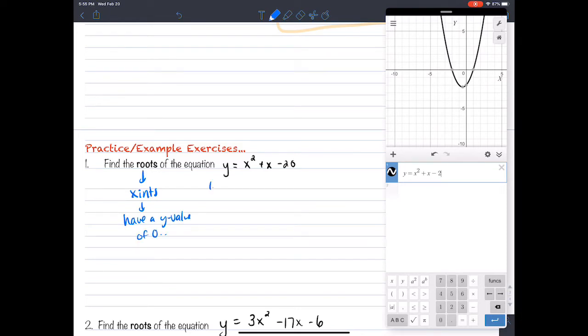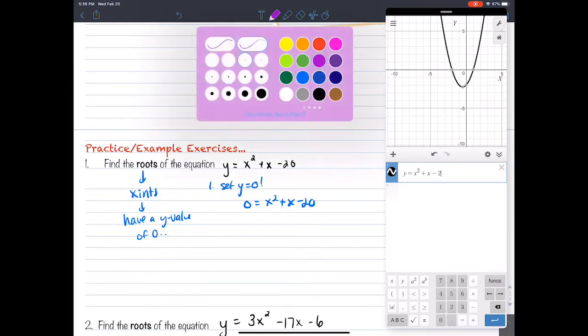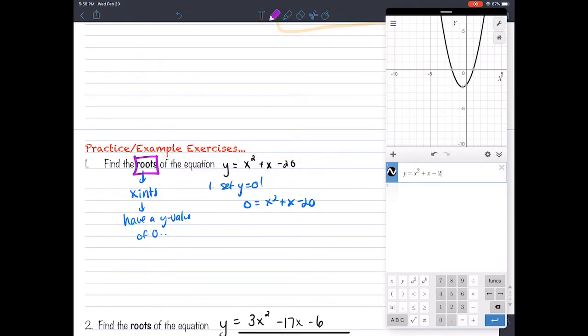So step number 1 is set y equal to 0. So 0 should equal x squared plus x minus 20. So once we have it equal to 0, and again, we're only doing that because they asked for the roots, and by definition, the roots are the x-intercepts, where y is equal to 0. We set it equal to 0, and now from here, we know how to solve these. We're going to factor, and we're going to use the zero product property.